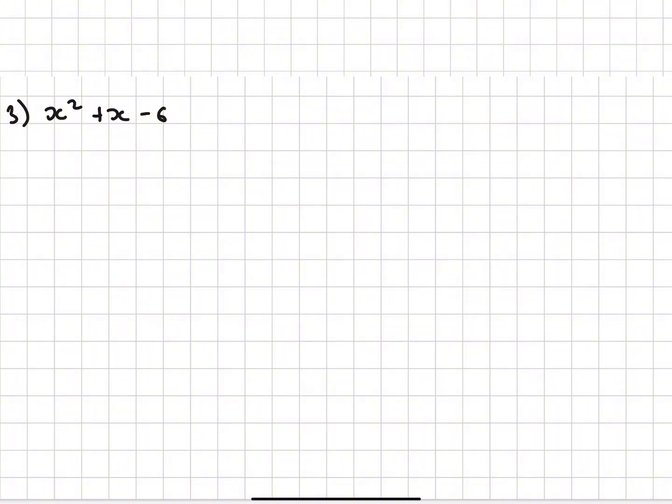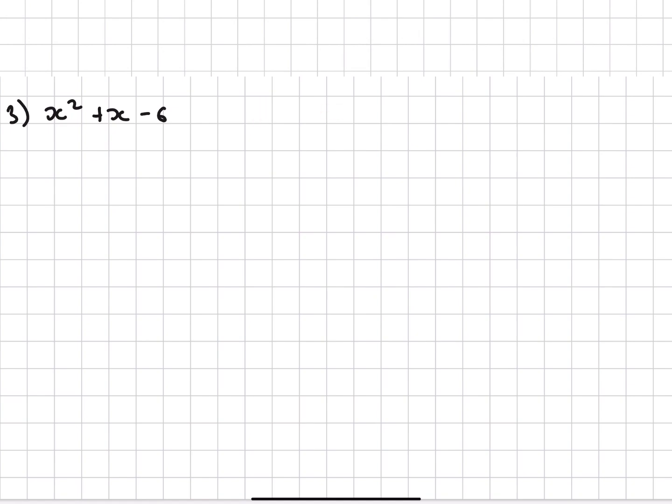Okay, so for question 3, we're looking at factorising x squared plus x minus 6. This question is slightly trickier as the last term is a negative. However, we can use the little trick to give us a hint on how the factorised equation will look. We can see that our last term is a negative, which means that both our factors will have opposite signs. So one of them is going to have to be a plus, and the other is going to have to be a minus.